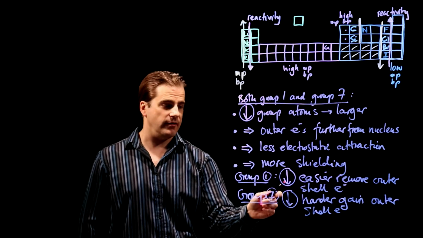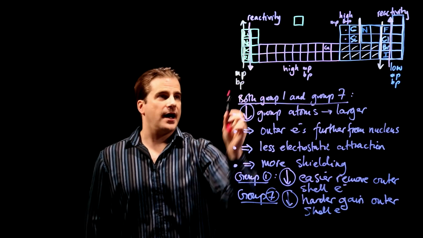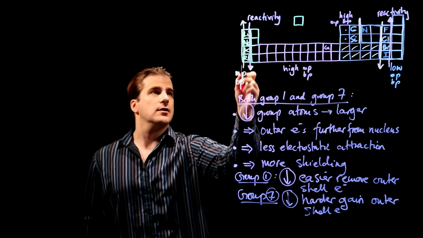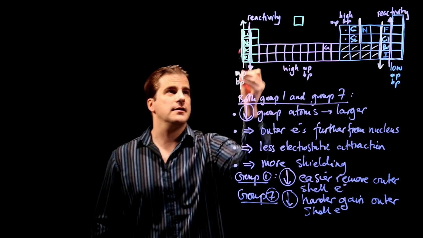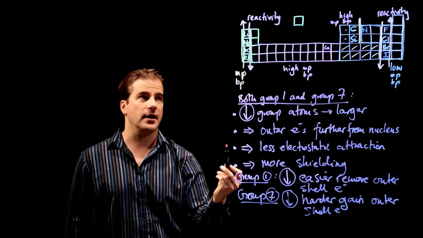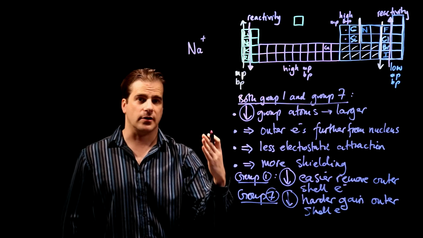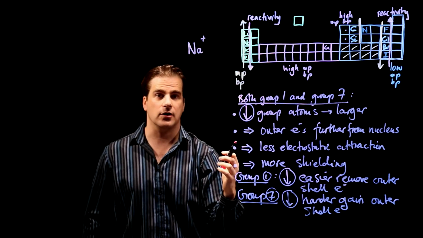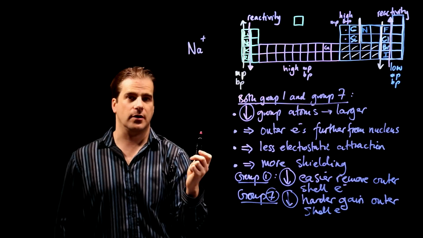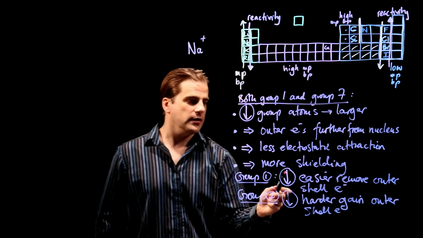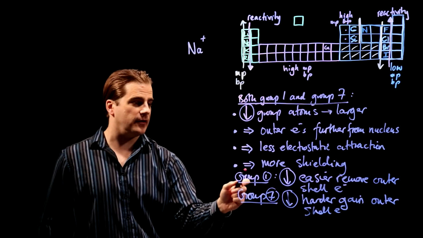To explain the reasons for this, group 1, when they react, they lose their one outer shell electron. That's what makes them reactive, okay? Lithium, when it loses its electron, it becomes lithium plus. Sodium, when it loses its electron, it becomes sodium plus. One electron has a -1 charge. So if sodium has lost that outer shell electron, one negative charge is gone, so it becomes +1. Okay? And therefore, the easier it is to remove that outer shell electron, the more reactive the element is.